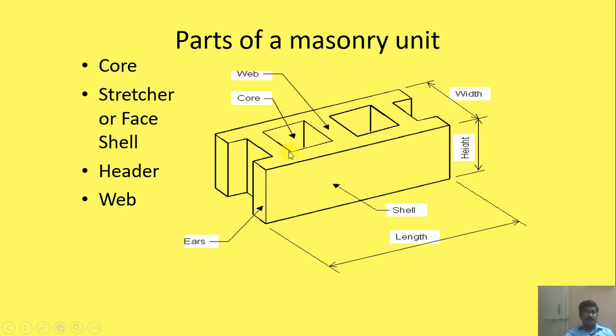If you see this particular hollow block, you can see the various parts of this unit: core, structure or the face shell, header or web. These hollow places are placed here. The inner part is called the web. This is the core which is available. The exterior part is called the shell. Length, height and width are observed here, right?